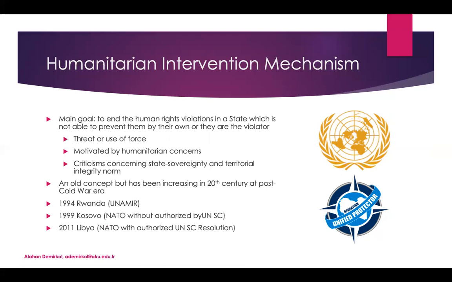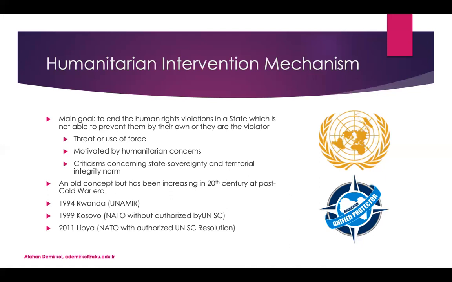Or like in the Syria case, we see that a government is the violator of the basic human rights of the people, like killing civilians, targeting them, or causing their persecution. In those circumstances, humanitarian intervention is possible against the state because it's not able to provide the basic human rights to its own people, not just citizens, but its people. So there might be threat or use of force for the humanitarian intervention mechanism, and it should be motivated by humanitarian concerns. It's not a military operation. It should aim to end the human rights violations in a country.